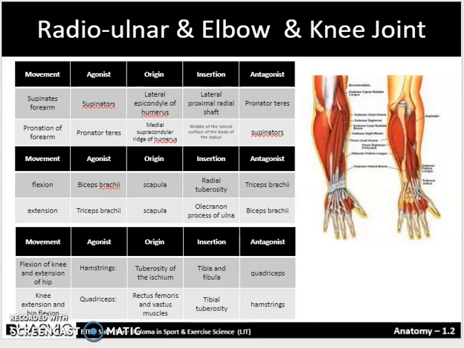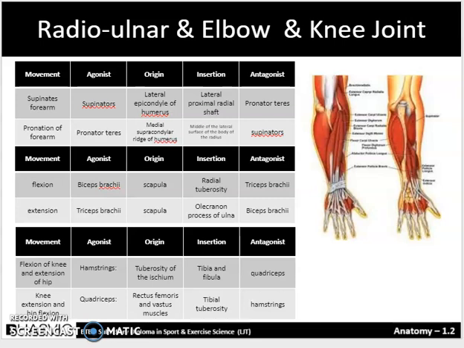And lastly, we have the knee joint, which allows flexion of the knee and extension of the hip. During this movement, the agonist is the hamstrings, and the origin is the tuberosity of the ischium. Because the agonist is the hamstrings, then we can expect the antagonist to be the quadriceps for flexion of the knee and extension of the hip. The insertion point is the tibia and fibula.